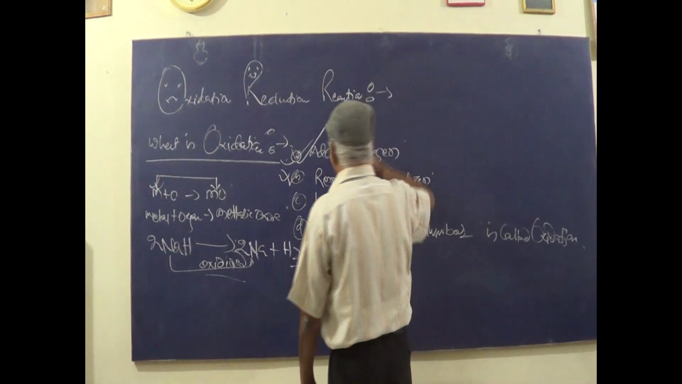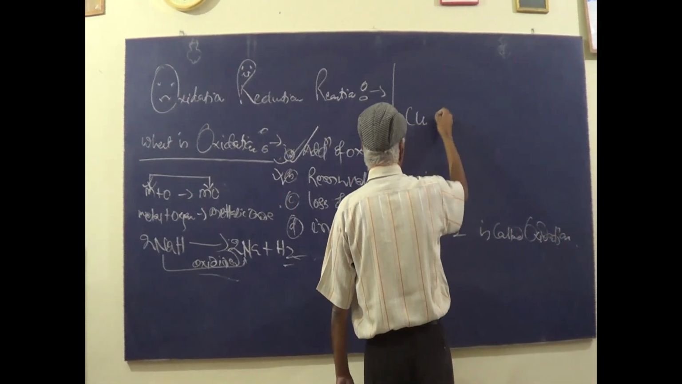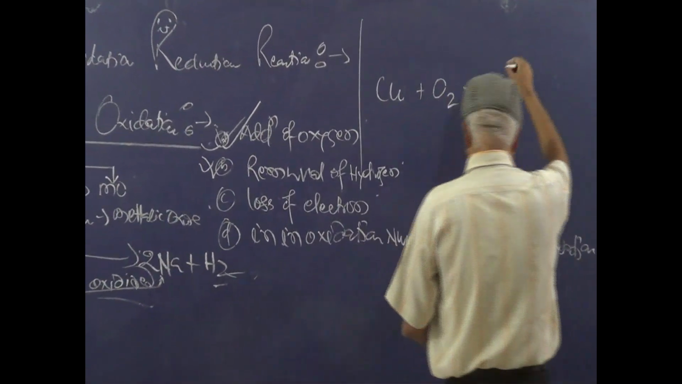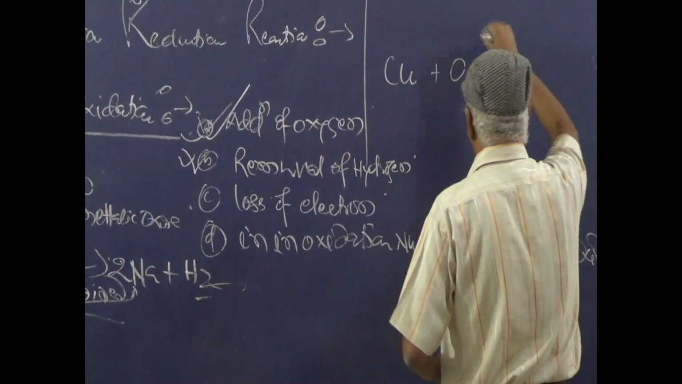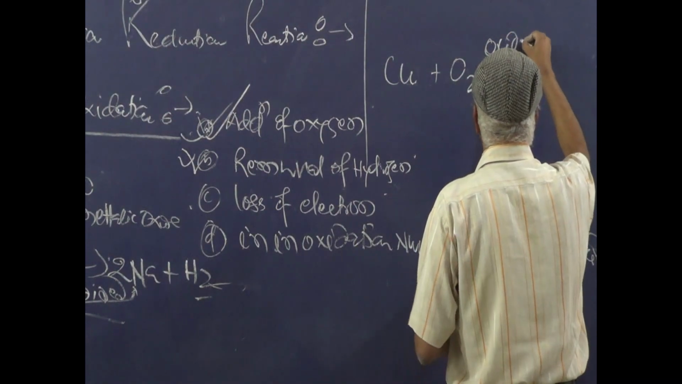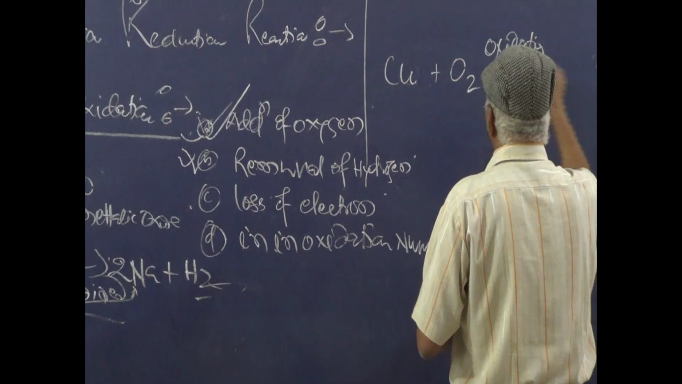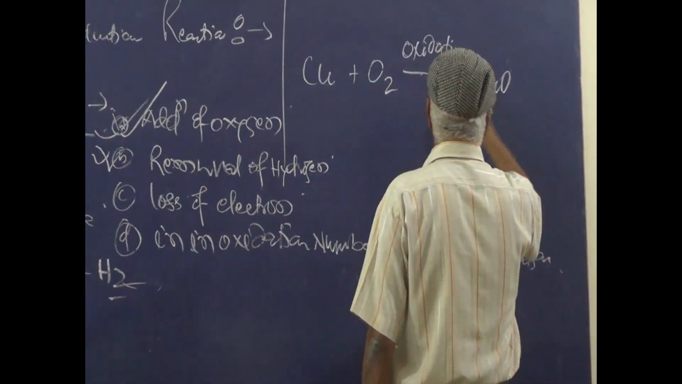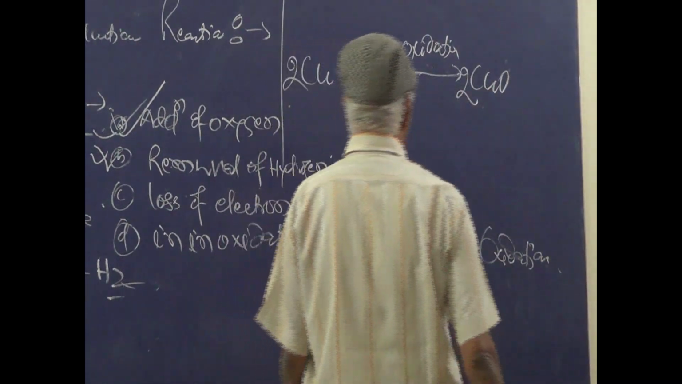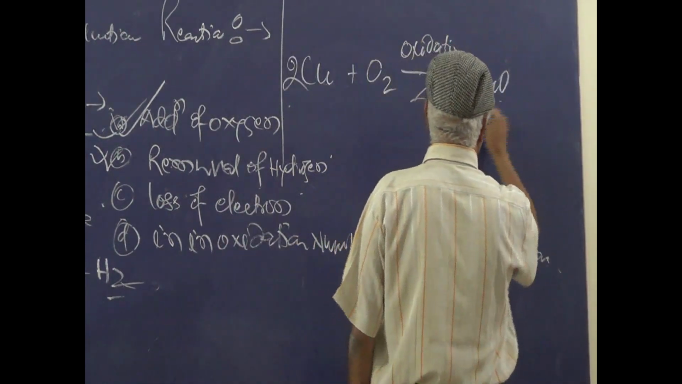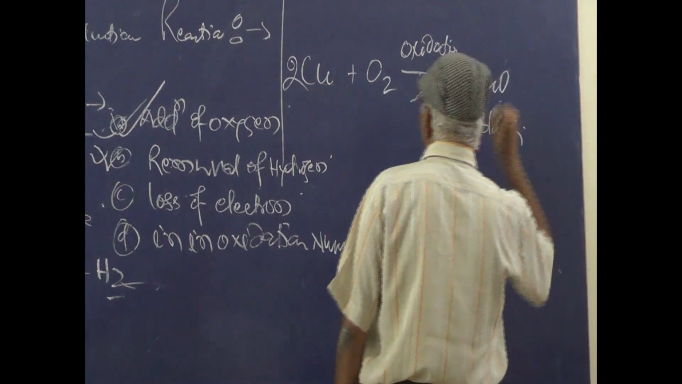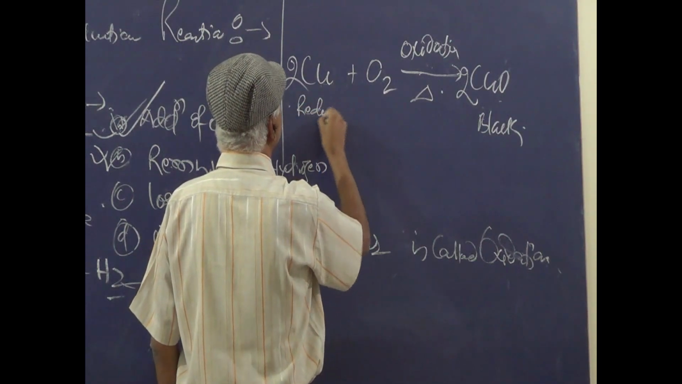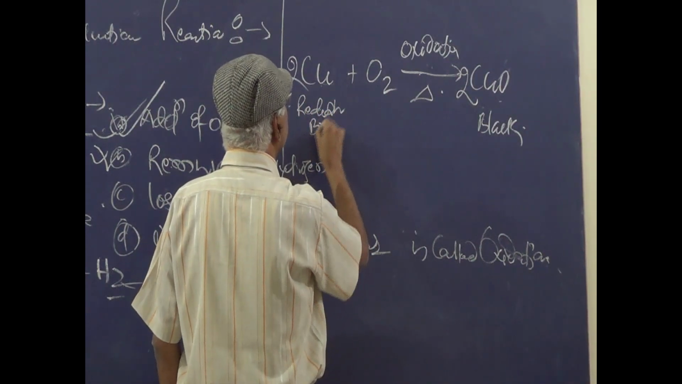Now, in oxidation reduction, Cu plus O2 gives CuO. That is oxidation, addition of oxygen to copper. In the presence of heat, copper oxide is black, and the copper color was reddish brown.